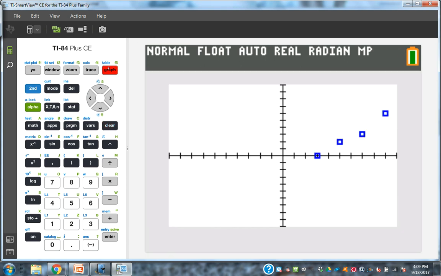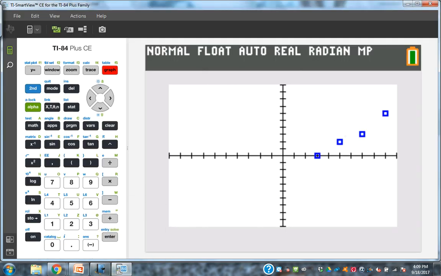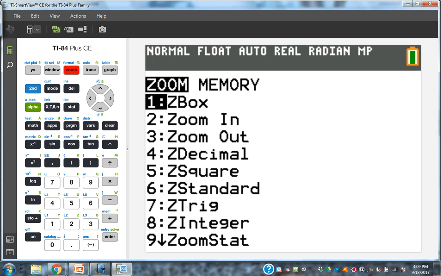But you'll notice we had several ordered pairs, 1, 2, 3, 4, 5, 6. But when I look at my graph, I'm only seeing 1, 2, 3, 4 of them. I'm missing a couple of them. So what I've got to do is adjust my window on the calculator. And the easiest way to do that is to hit the zoom. So zoom is in the middle, up at the top. And then the number 9 for zoom stat.